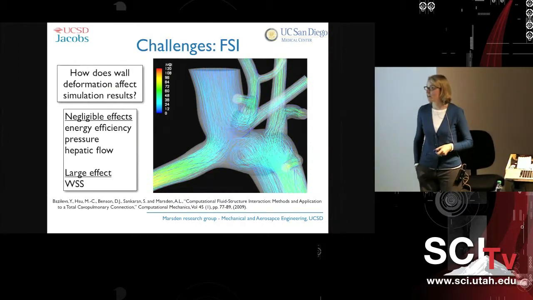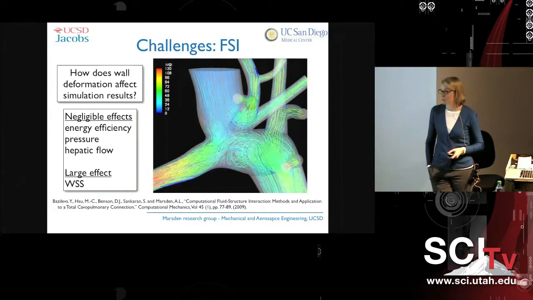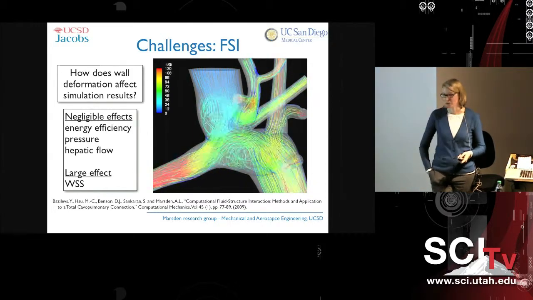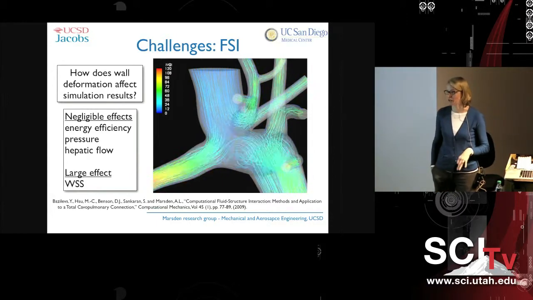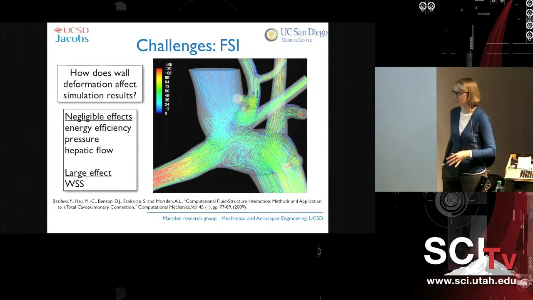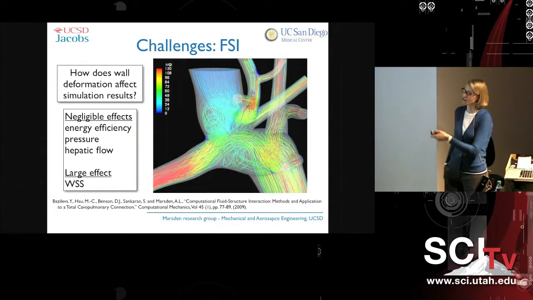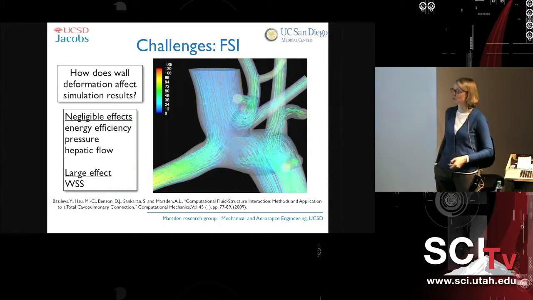Another major challenge in this area is fluid structure interaction. We have been doing this in collaboration with Yuri Bazilevs in the structural engineering department at UCSD using an ALE method, which is a strongly coupled approach, like you mentioned. And so we're interested in how wall deformation affects simulation results.